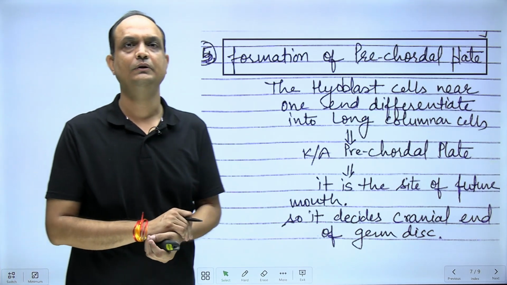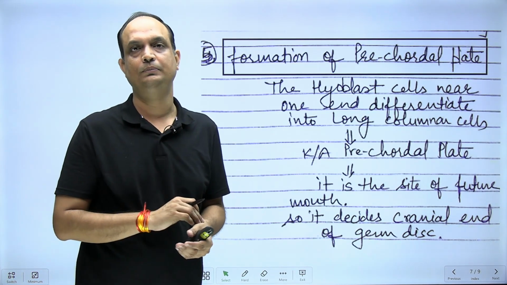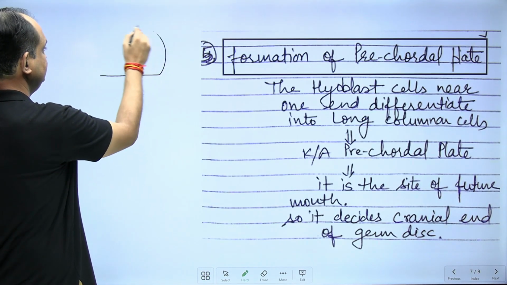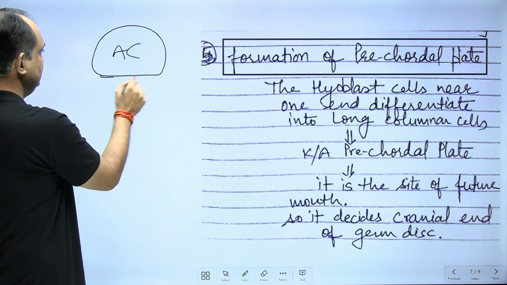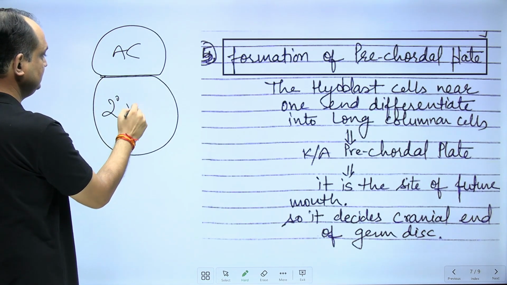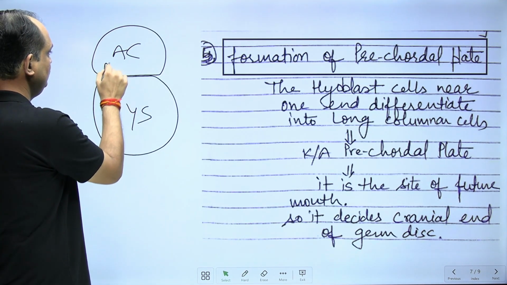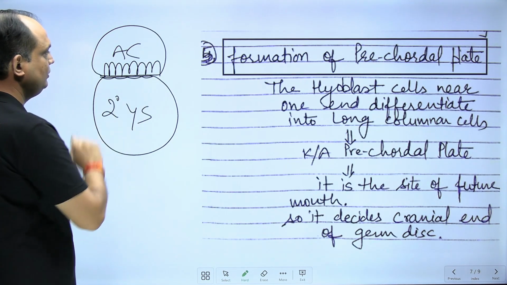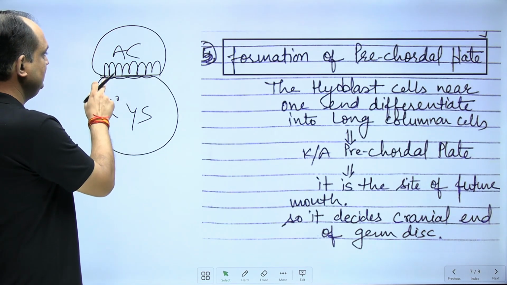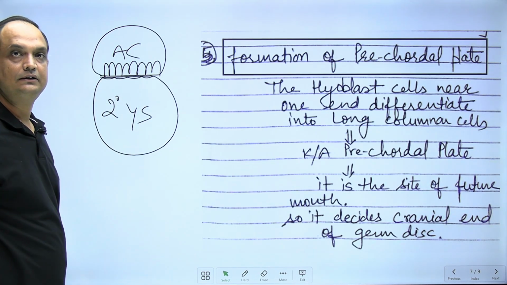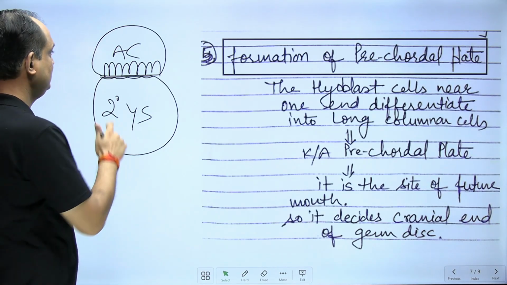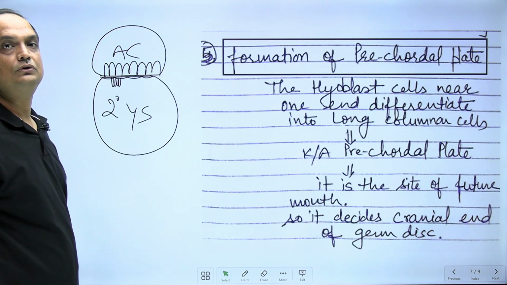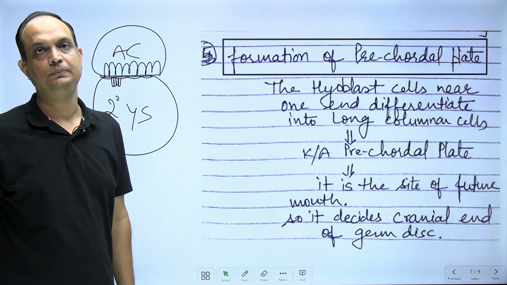Now there is one more change that will take place, formation of precaudal plate. So when you see the development of the germ disc, this is your germ disc, which on one side has the amniotic cavity and on another side you will have the secondary yolk sac now. Now here you will have the long columnar cells which are of epiblast, and here you will have the flat cells of hypoblast. Now what will happen at one end of this hypoblast layer, the cells will change their nature and they also become longer in size, and this cell area is known as precaudal or procaudal plate.